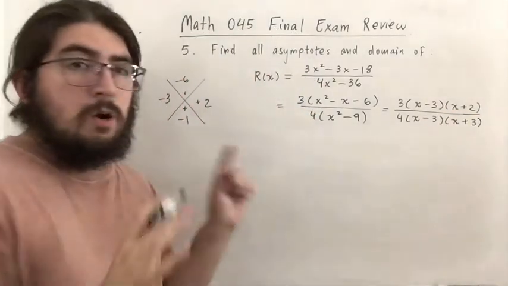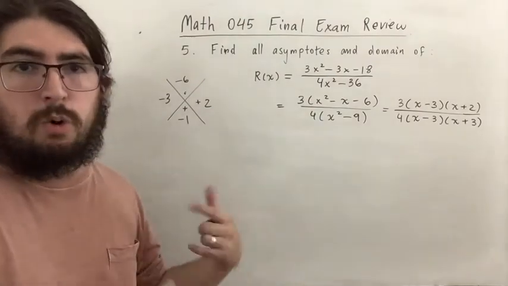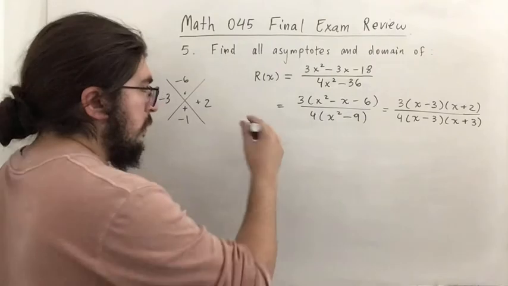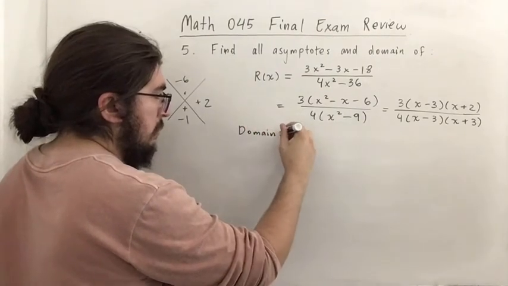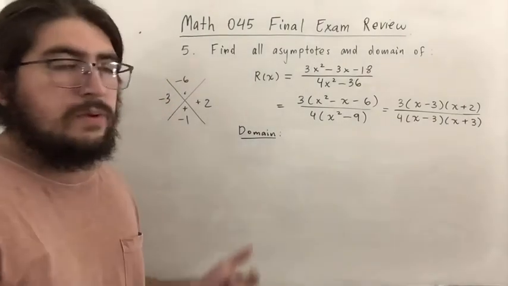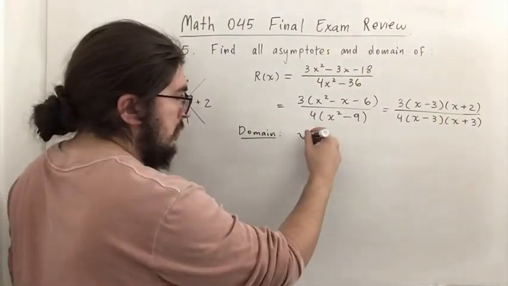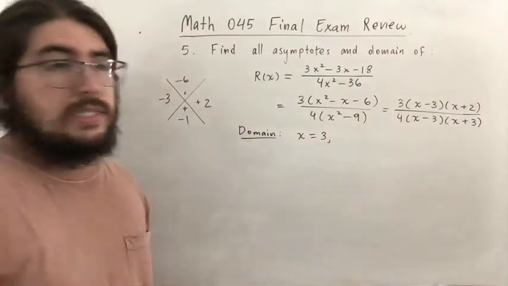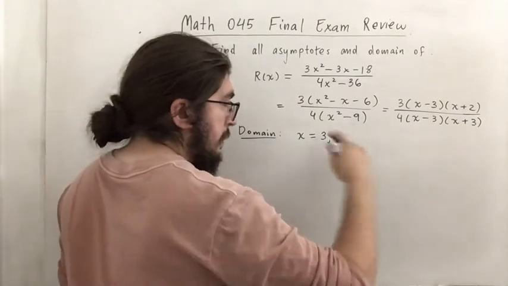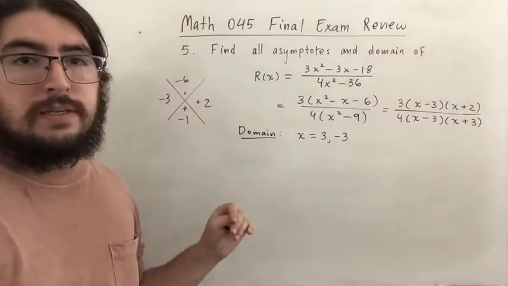Okay. Now notice, the x minus 3's will cancel. So hold off on that. That corresponds to a hole, like I mentioned earlier. Before we do that, I'm going to calculate the domain by setting each factor in the denominator equal to 0. How do we do that? Well, if x minus 3 is 0, add 3 to the other side, x is equal to 3. Similarly, when x plus 3 is 0, that means x is equal to negative 3 by subtracting 3 from the other side.